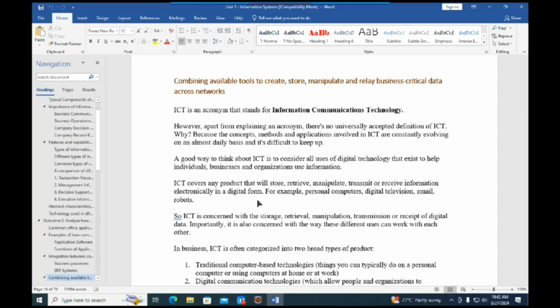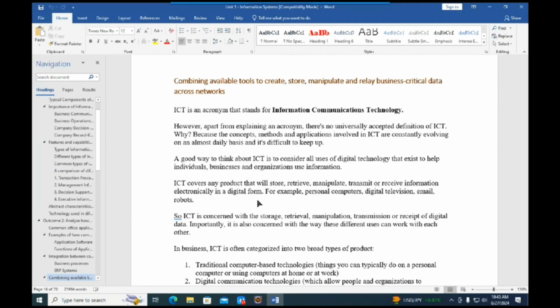A good way to think about ICT is to consider all the various uses of digital technology that exist to help individuals and businesses use information. When you talk about ICT, we are basically covering any product that will store, retrieve, manipulate, and transmit, by transmit I mean send or receive, electronic information in digital form. For example, personal computers, digital television, email, robots. So ICT is concerned mainly with the storage, retrieval, manipulation, transmission and reception of digital data.